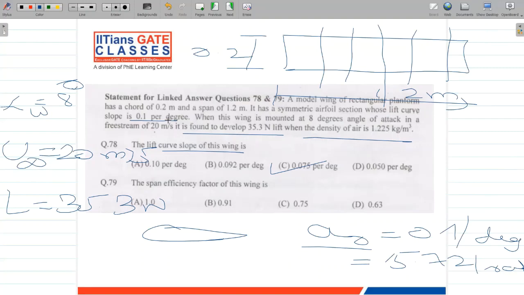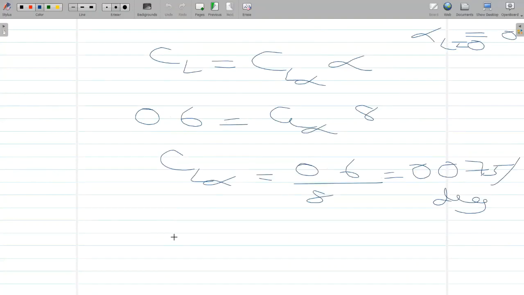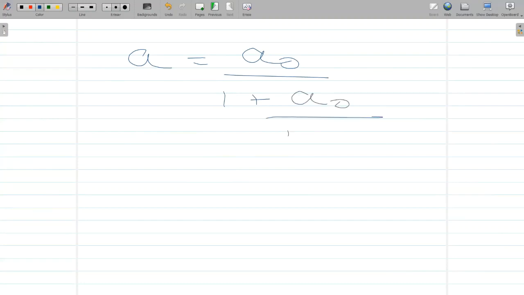And we see that the lift curve slope of the airfoil is higher than the lift curve slope of the wing. Next, they're asking us the span efficiency factor of the wing, that is nothing but the e. We can easily find it by using our relationship that connects A and a naught. The lift curve slope of your wing is equal to the lift curve slope of your airfoil, a naught, divided by 1 plus a naught by pi AR, and then let me call this e the span efficiency factor.